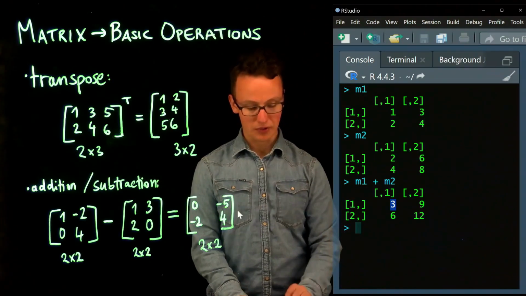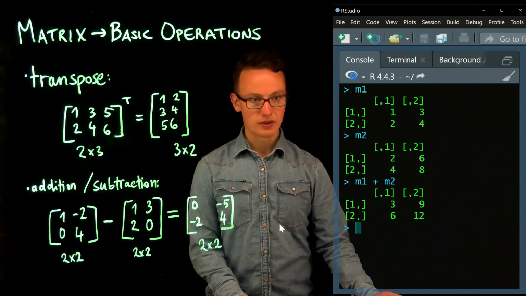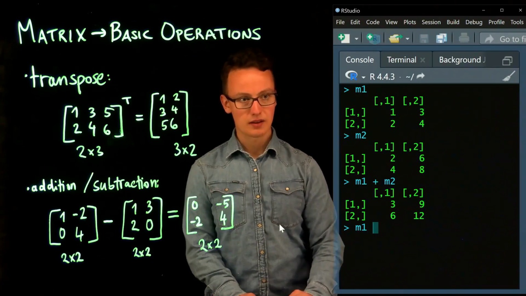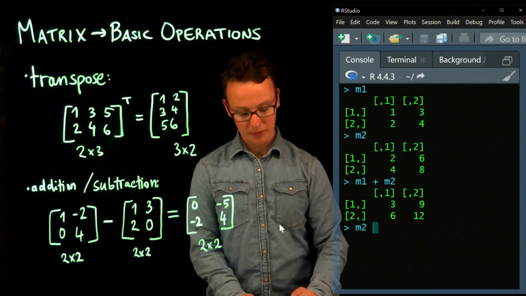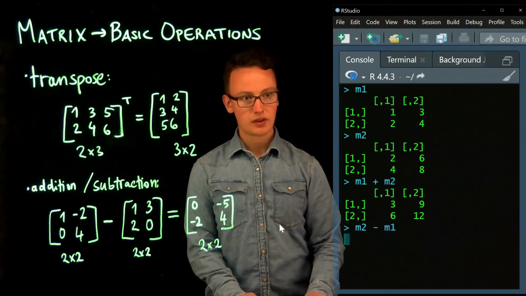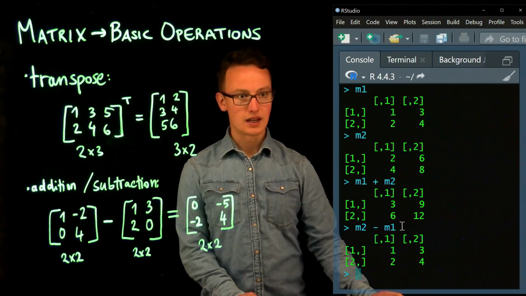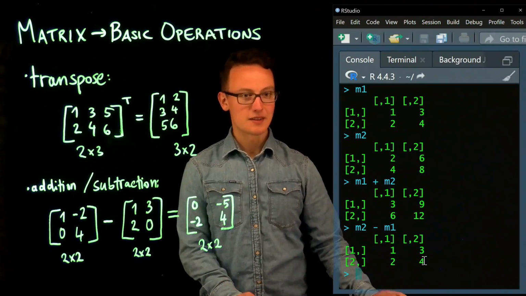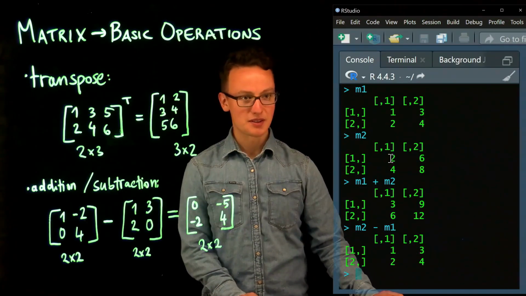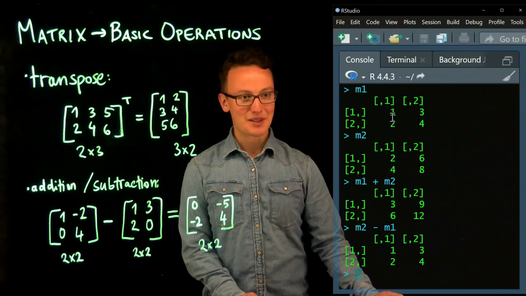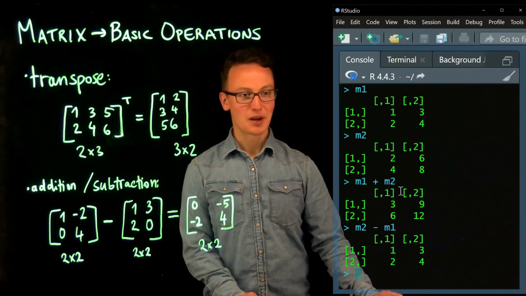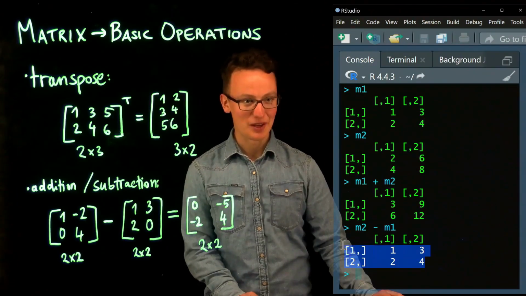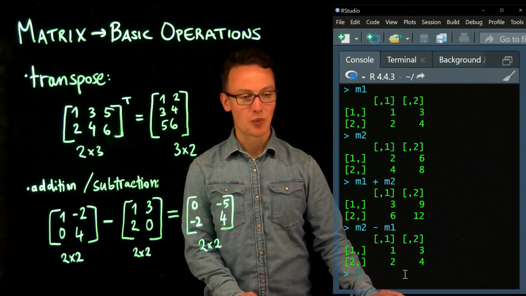We could also do matrix subtraction. So maybe subtract M1 from M2. And so in this case, we get 1, 2, 3, 4, which coincidentally is the same as M1, because M2 is just basically taking the numbers of M1 and multiplying them by 2. So once we subtract that once from M1, we will again get a matrix that's actually identical to M1.